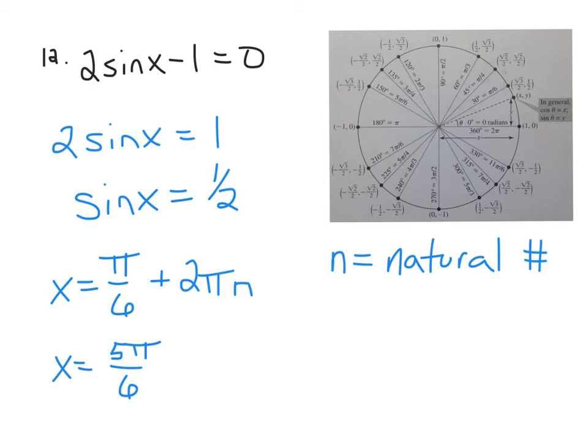Okay? And then the same thing applies for 5 pi over 6, right? We get to 5 pi over 6. Sine of 5 pi over 6 is 1/2. But then when we go around 2 pi again, it's 1/2, and again, it's 1/2. So then we would say plus 2 pi n.